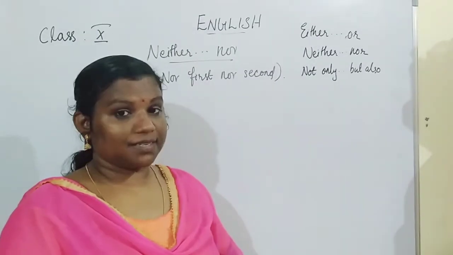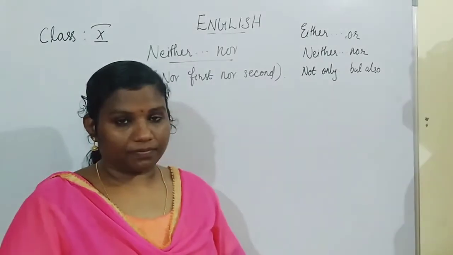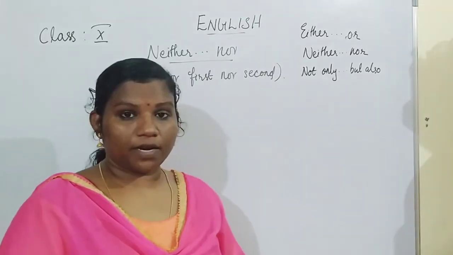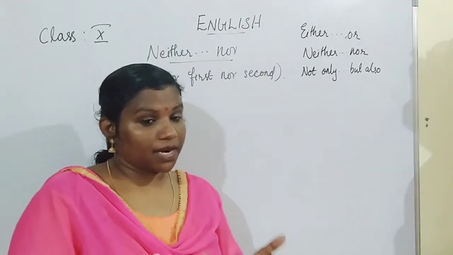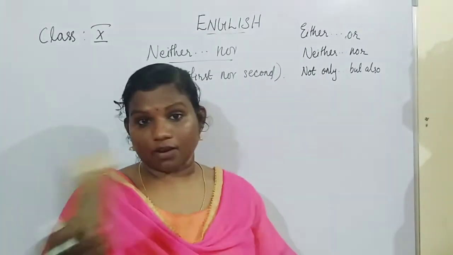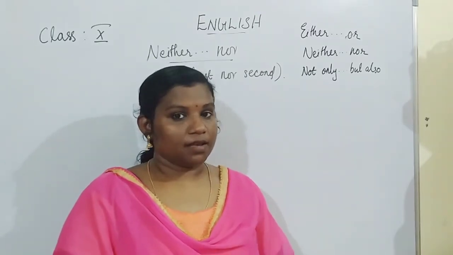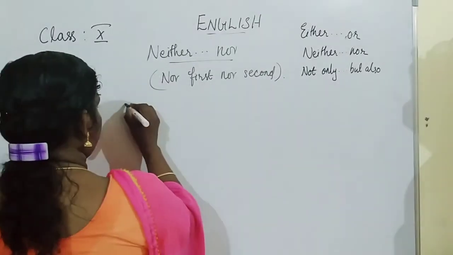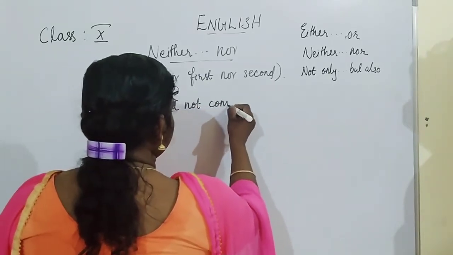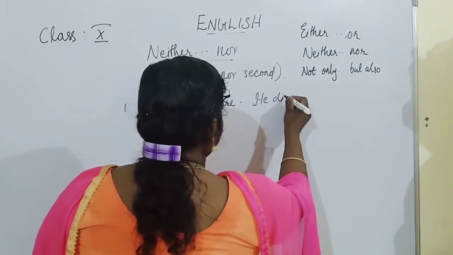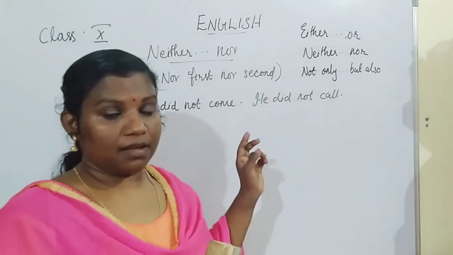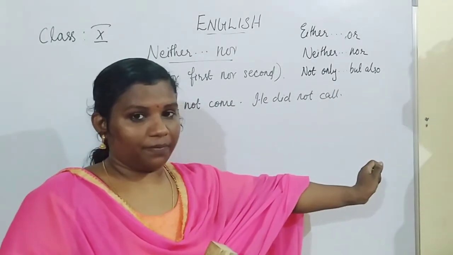The second conjunction is neither...nor. What's the meaning of neither...nor? Neither...nor means not the first one, nor the second one. So when we are taking two things, not the first one nor the second one. For example, he did not come, he did not call. Here two actions we can see. He did not come, he did not call.